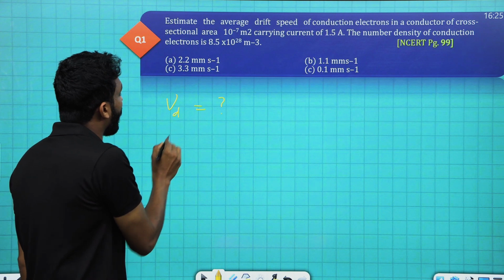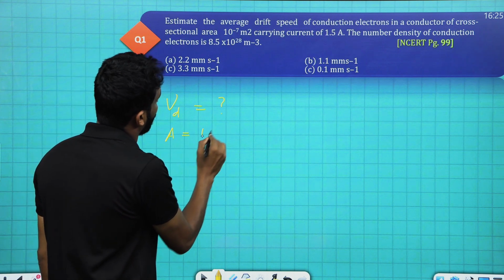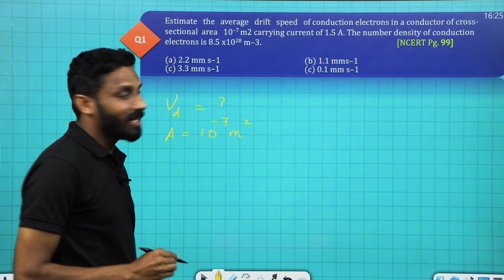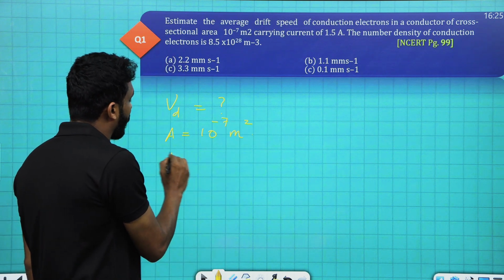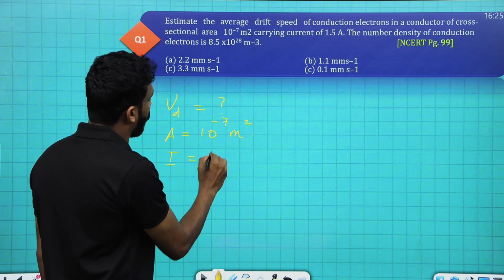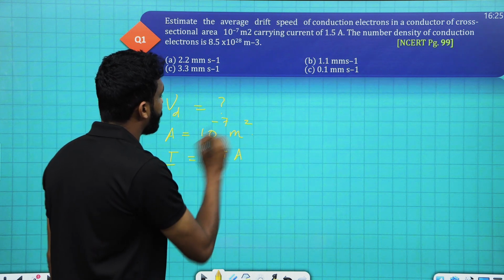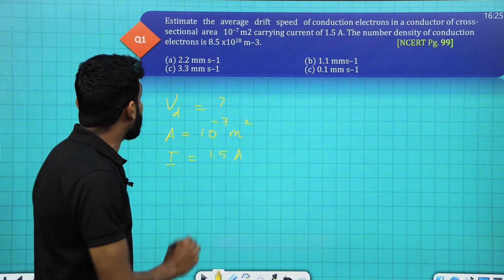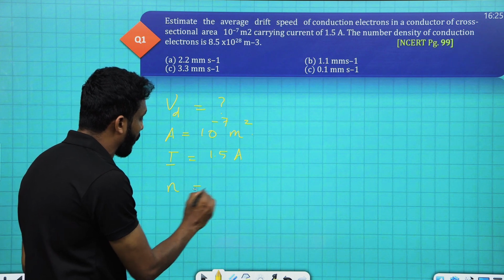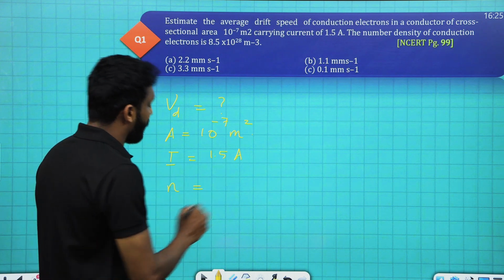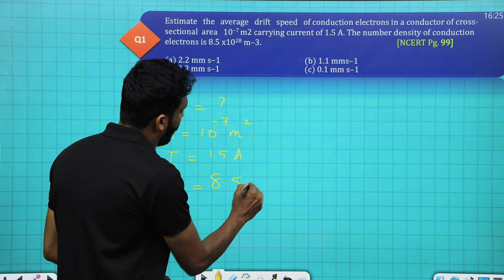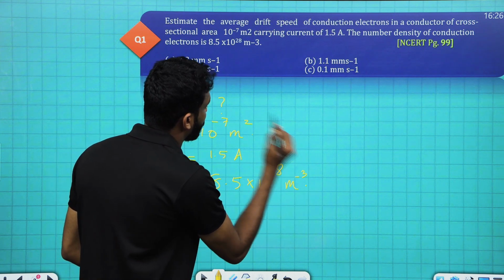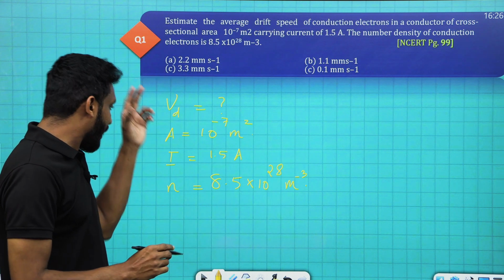The cross-sectional area of the conductor is given in the question as 10 power minus 7 meter square. The current passing through the conductor is I equal to 1.5 ampere. The number density of the electrons, that is the number of free electrons per unit volume of the conductor, n is equal to 8.5 into 10 power 28 per meter cube. So, a very direct question.